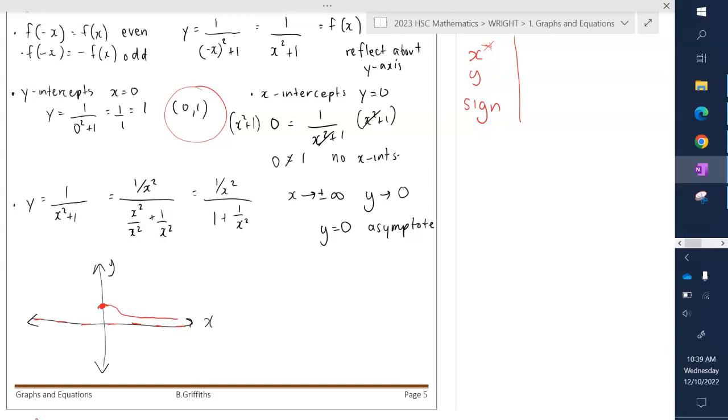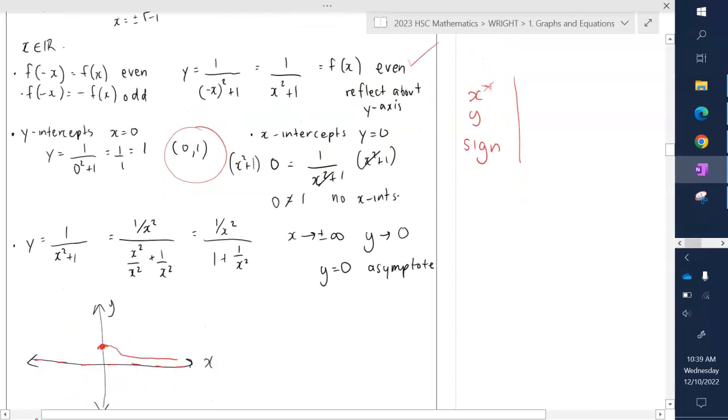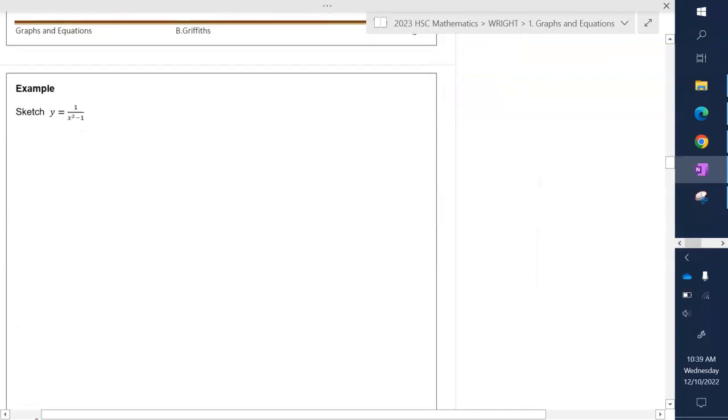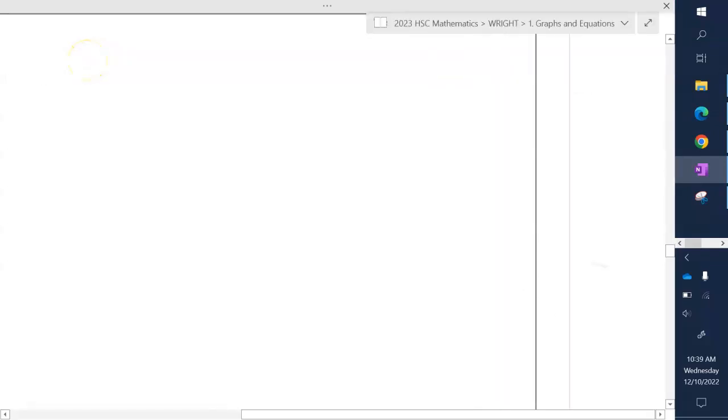Now remember we tested back here and we said that it was even. So what we have happening on this side is also going to happen on this side here. So we're going to move down here like that. And that's kind of what our graph's going to look like. Let's have a go at another one and see how we go. So our next one is over here. Okay, so let's grab another colour and zoom in a little bit.